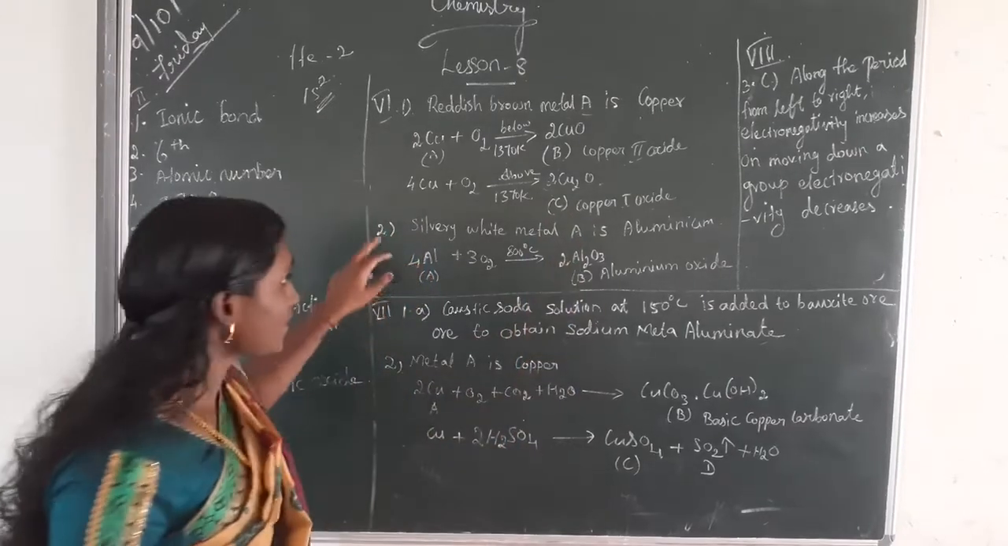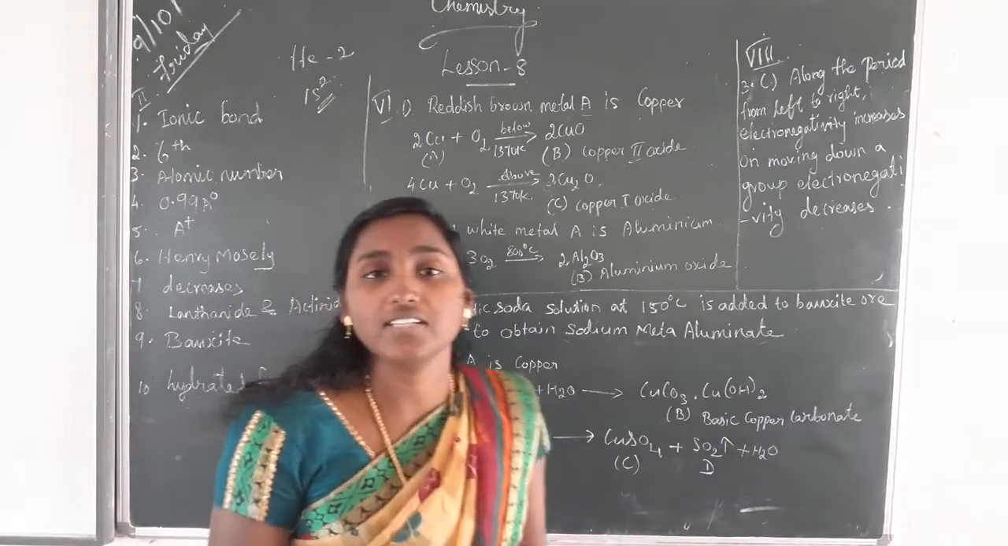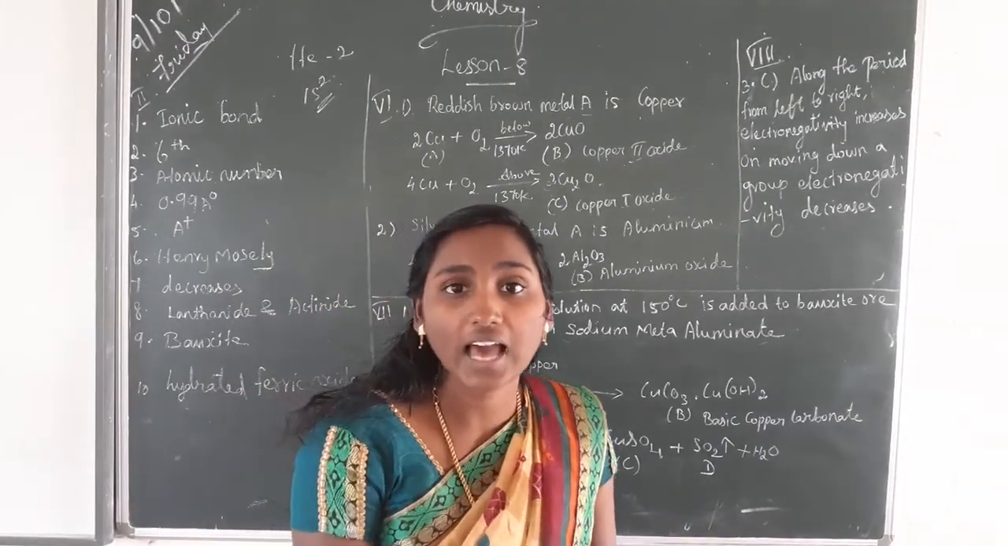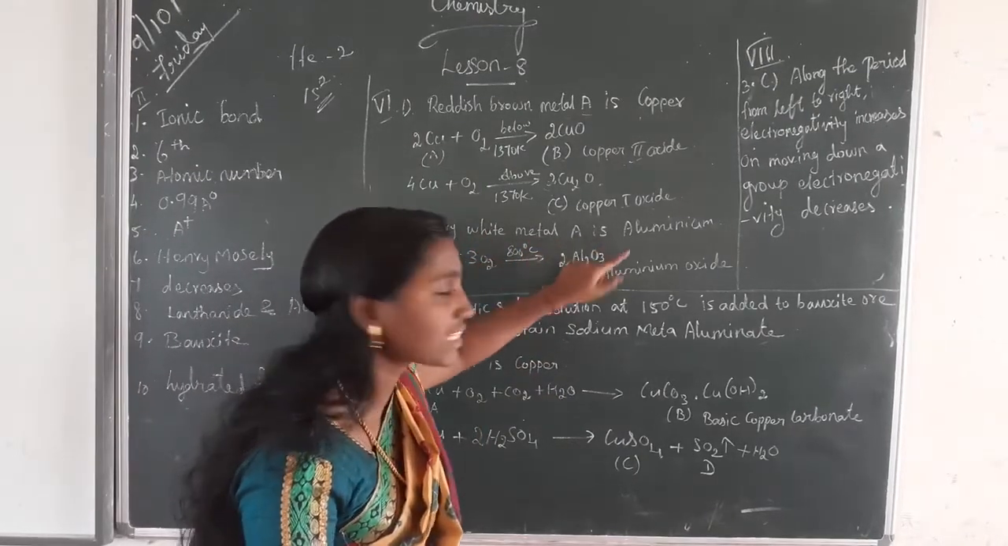Okay. Then next, second question. See the second question. A is a silvery white metal. Which metal is silvery white in color? Aluminium, right? So A is what? Silvery white metal. A is aluminium.